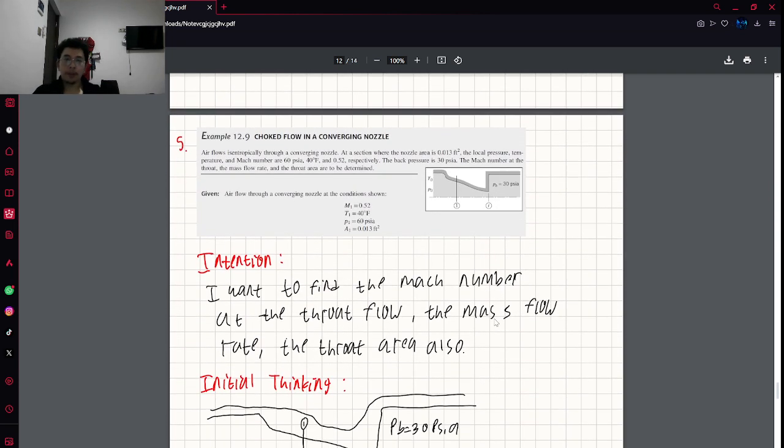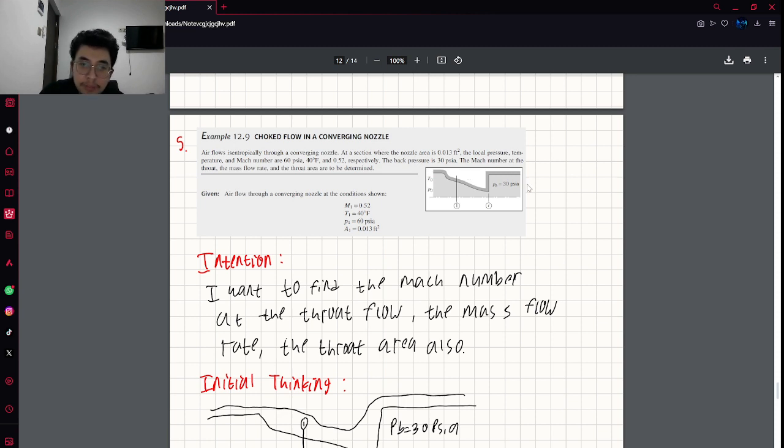Okay, so number 5 is a choked flow in a converging nozzle. Basically, this is a compressible flow, and here it all revolves around Mach number analysis. I want to find what the question asks. The question is to determine the Mach number at this part right here, the throat, then the mass flow rate, and then the throat area.